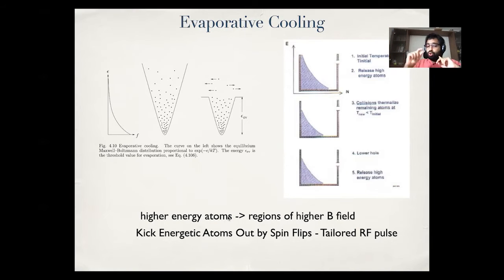Moreover, you choose the RF frequency such that you basically only flip atoms that are far away from the center at higher energies. So you can choose that frequency. The atoms that are already at lower energy don't get kicked out, but the atoms at higher energy get kicked out, and that lowers the temperature a lot. This is the final step of Bose-Einstein condensation, and after that, you actually get a Bose-Einstein condensate.